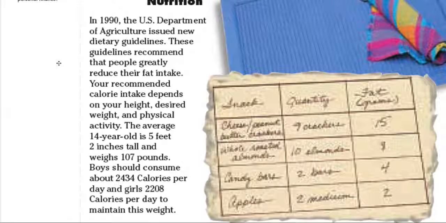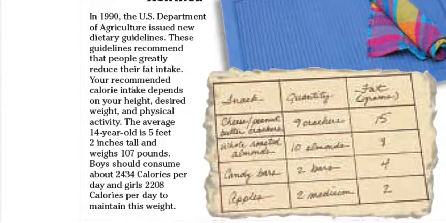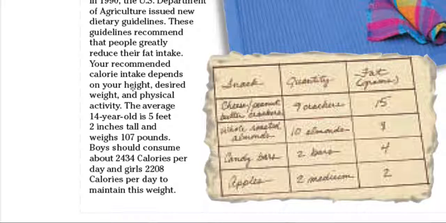In 1990, the U.S. Department of Agriculture issued new dietary guidelines. These guidelines recommend that people greatly reduce their fat intake. Your recommended calorie intake depends on your height, desired weight, and physical activity. The average 14-year-old is 5 feet 2 inches tall and weighs around 107 pounds. Boys should consume about 2,434 calories per day, and girls 2,208 calories per day to maintain this weight.